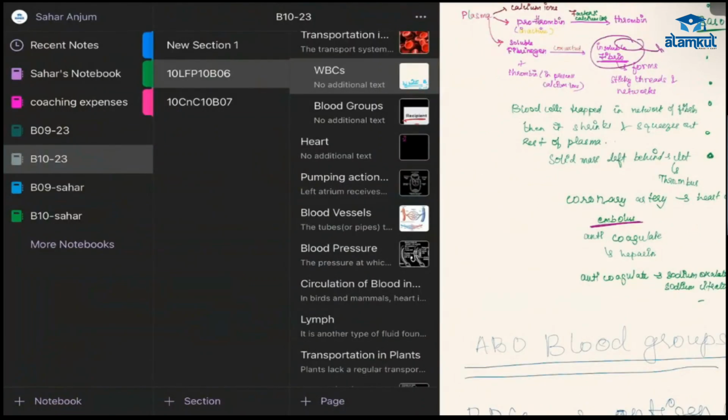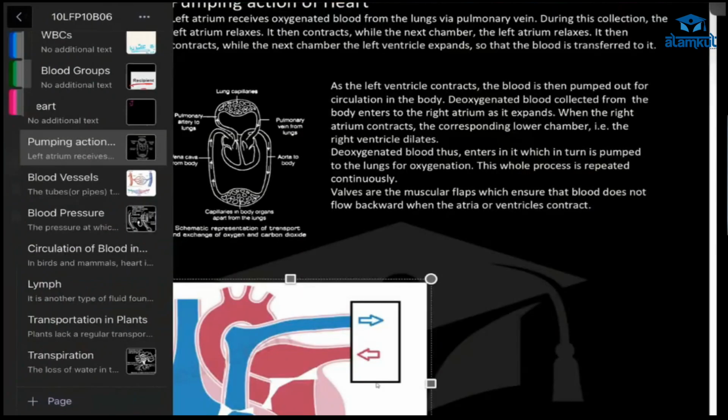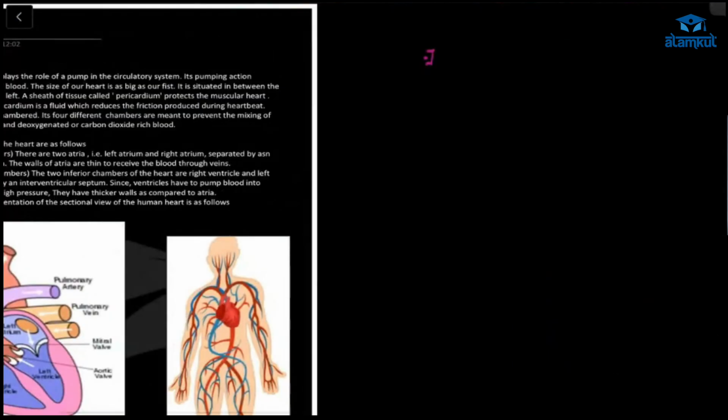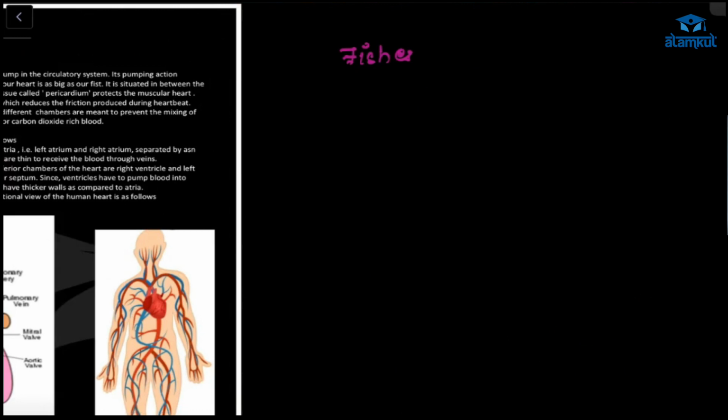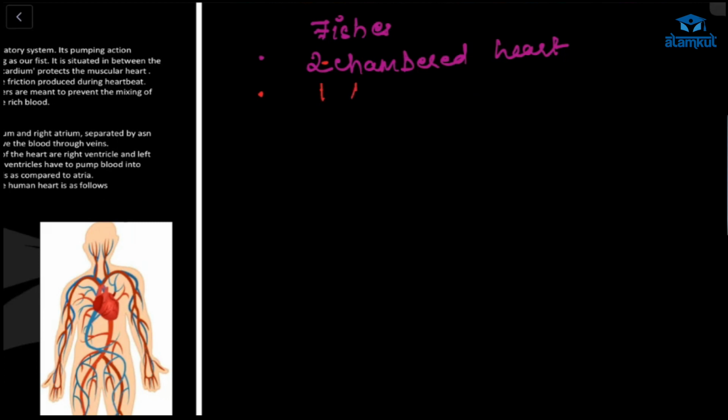Now, where were we? Yes, circulation, this pumping action. We have a closed circulatory system. What about fishes? They too have a closed circulatory system, as do amphibians and reptiles. Fishes have a two-chambered heart. One is the atrium, the other is the ventricle. Atrium can also be called auricle.